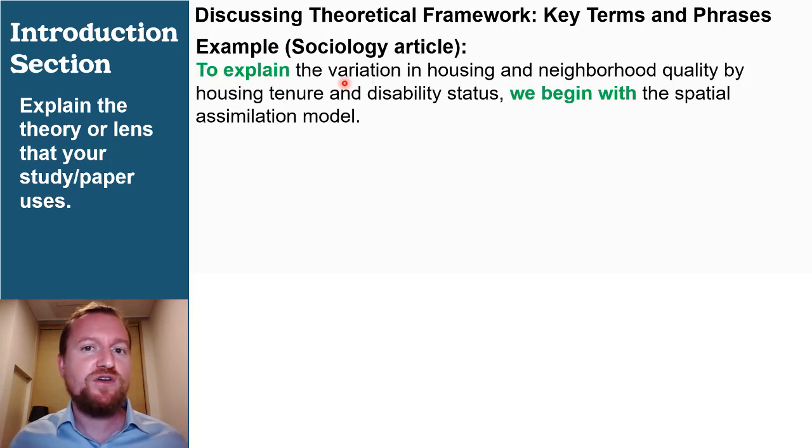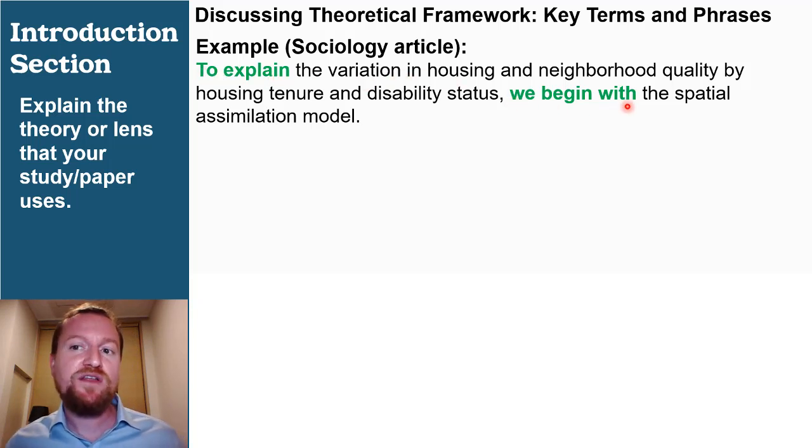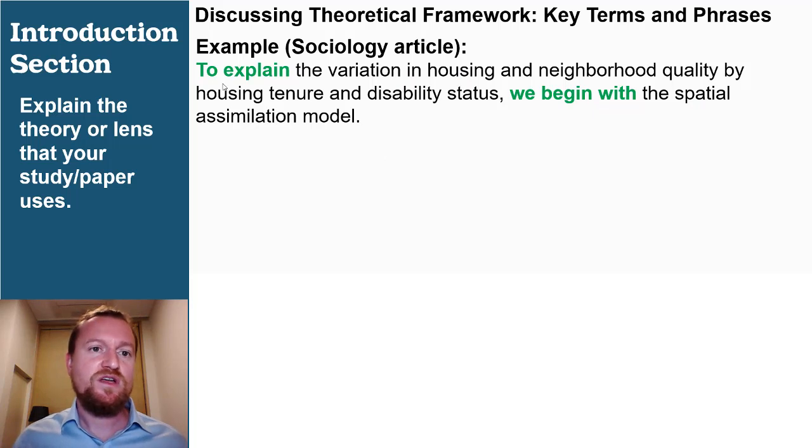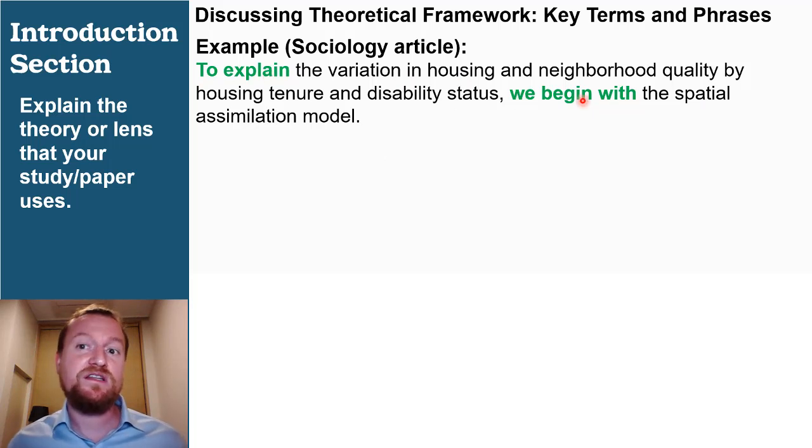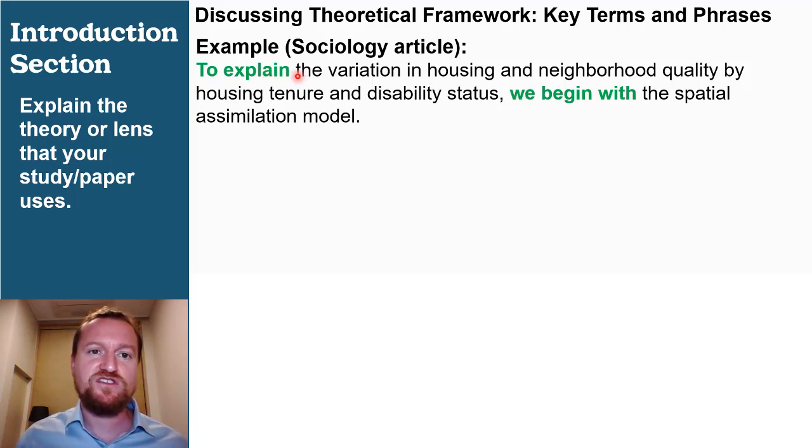To explain the variation, etc., we begin with X. So to do something, we did this. This is the scaffolding of your work, telling the reader why you did this. Why did you begin with the spatial model? Well, to explain the variation in housing. But you've combined this in one short sentence.